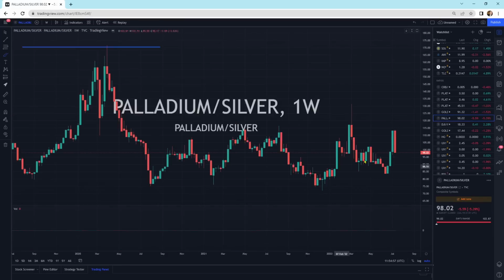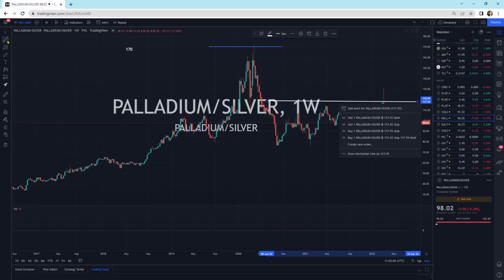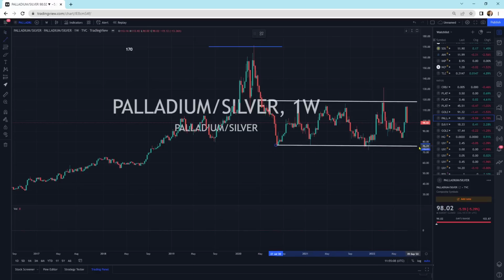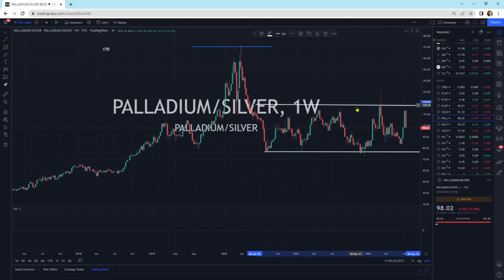Palladium silver ratio, this guy's been just chopping sideways in a violent up and down movement. There's your channel basically, and it's just been chopping back and forth. These metals have been dueling it out back and forth. No real value has been gained or lost in either of the metals really over this period.